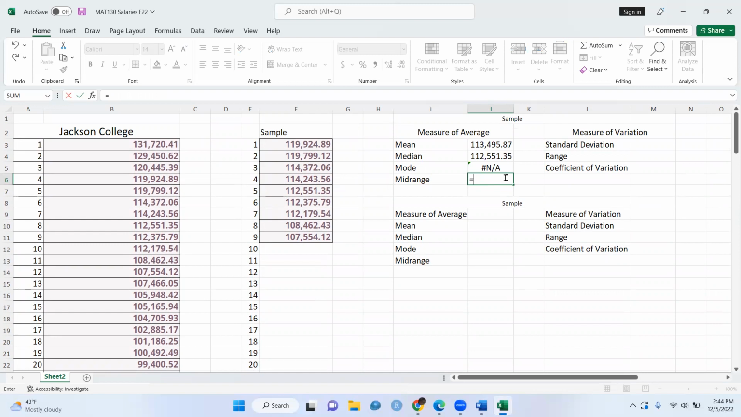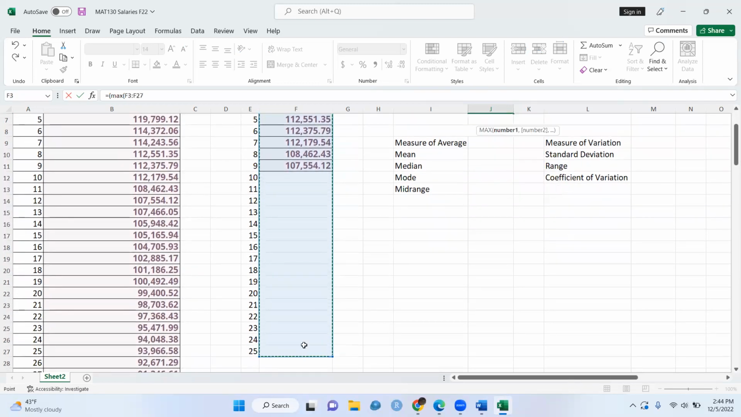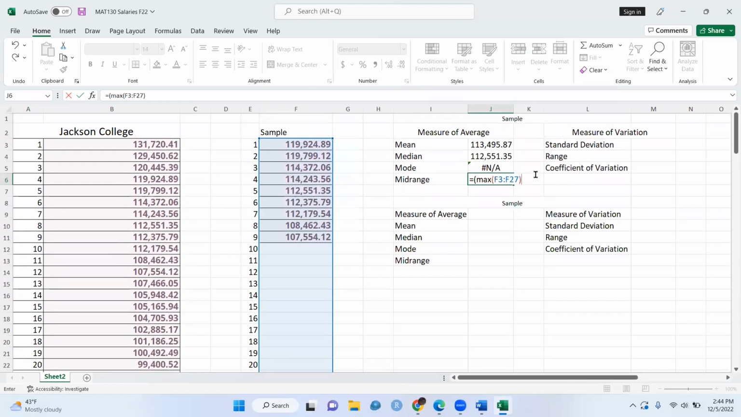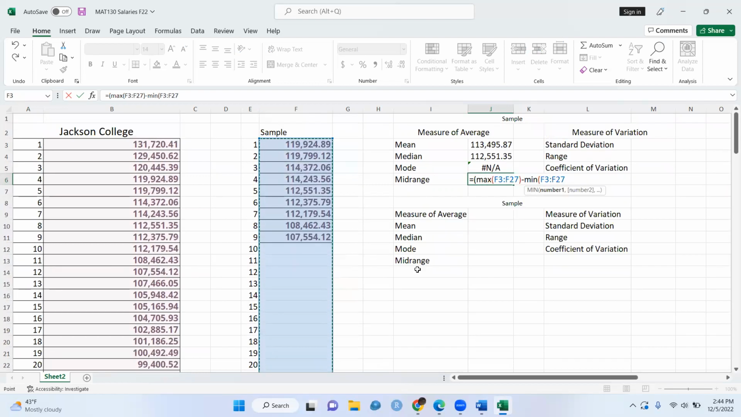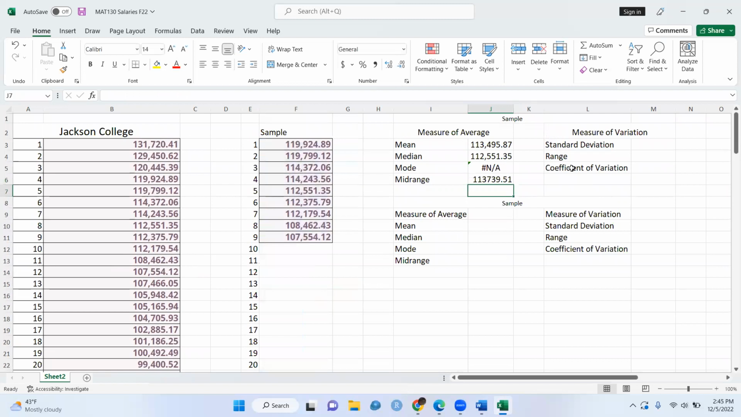And then remember, mid-range is the maximum, so there's a maximum function. So we just do max of the sample minus the minimum of your sample. Notice I'm selecting all of the values, divided by 2. And please note, it is not minus for mid-range, it is plus. There's all my measures of sample. That's how you calculate it in Excel.